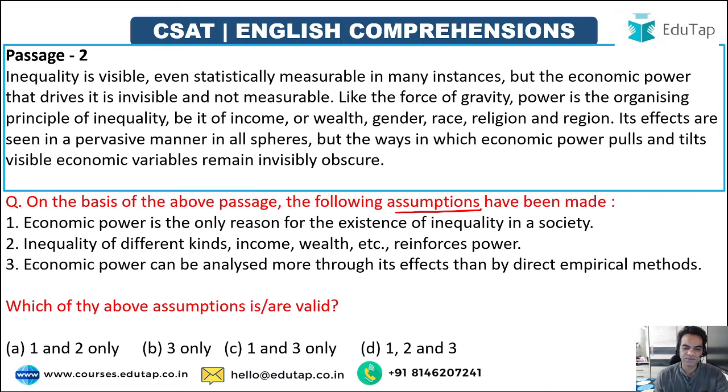Economic power is the only reason for existence of inequality in a society. So guys, 'only' makes an option extreme. So we should not choose that unless it is specially mentioned. Inequality of different kinds, income, wealth, etc., reinforces power. That is true. So inequality reinforces power, and power pulls and tilts all these inequalities. So that is true. Option number three, economic power can be analyzed more through its effects by direct empirical methods. That is also not correct, guys, because, are we talking about analysis anywhere?